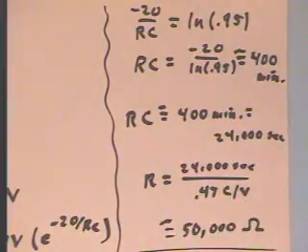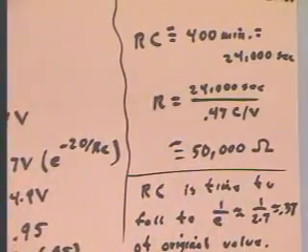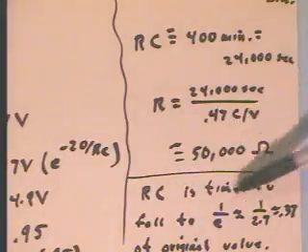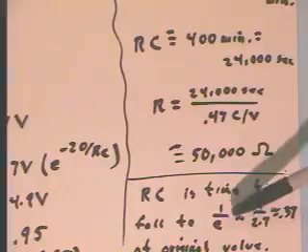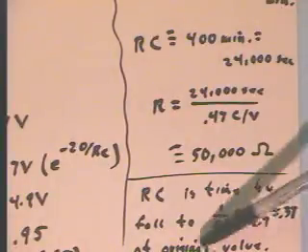Down here, okay, well here we determine that the resistance is about 50,000 ohms. Down here we see that RC is the time it takes to fall to 1 over e, approximately 1 over 2.7 or 0.37 of the original value.